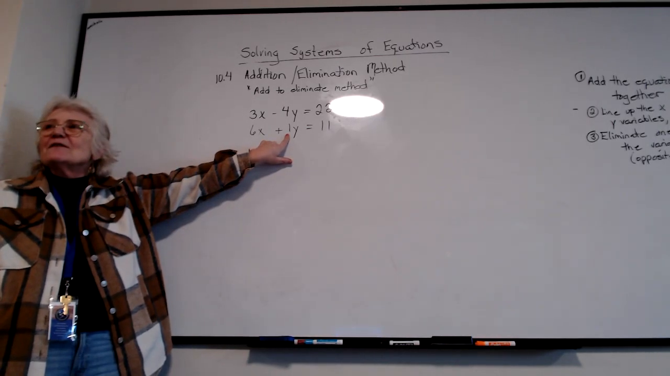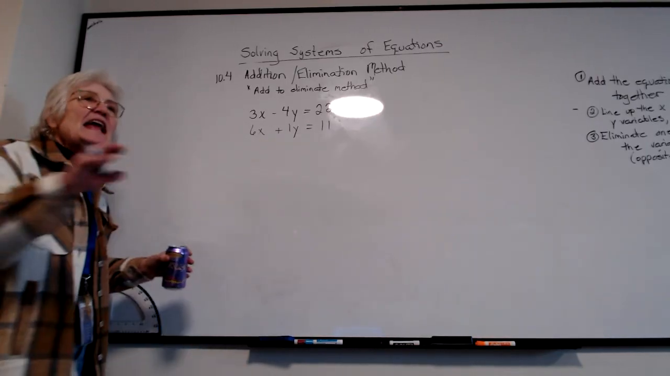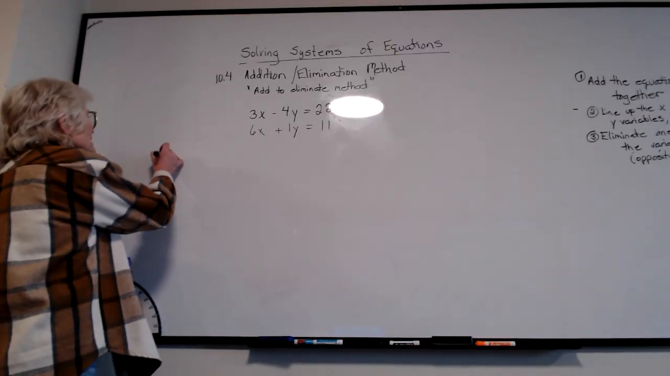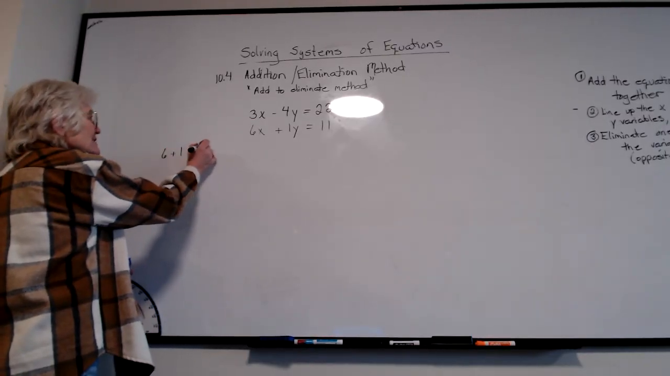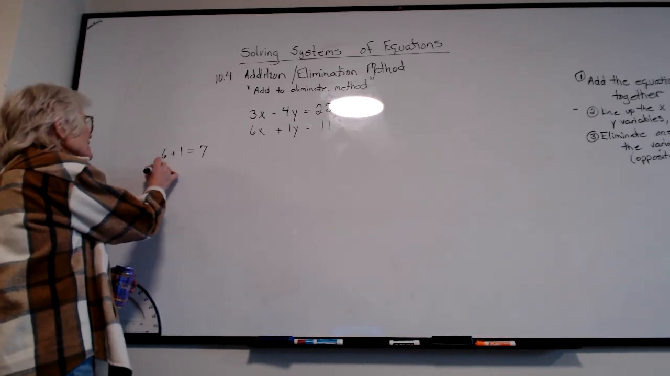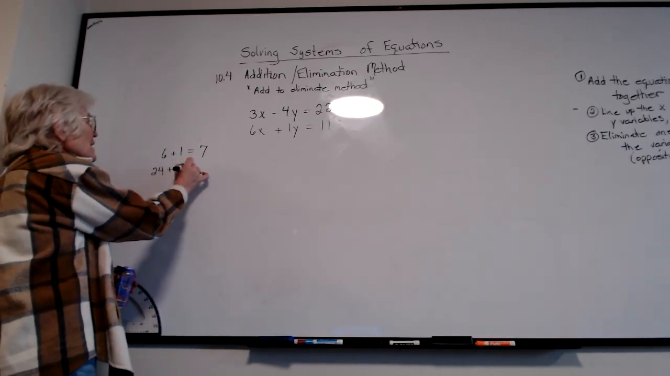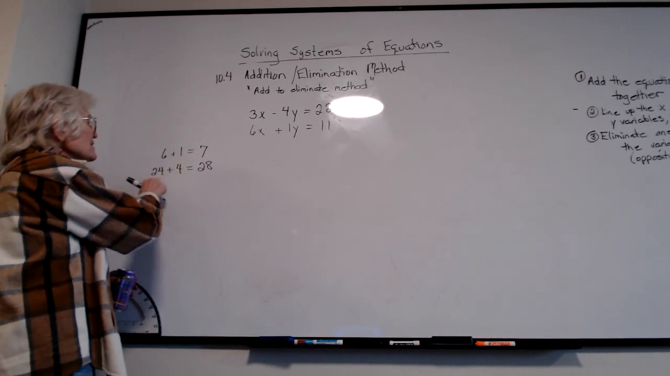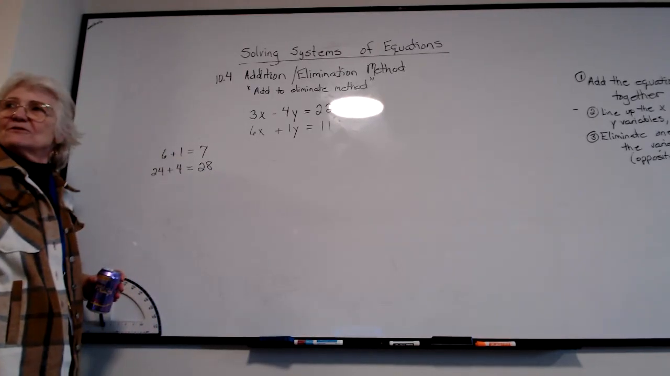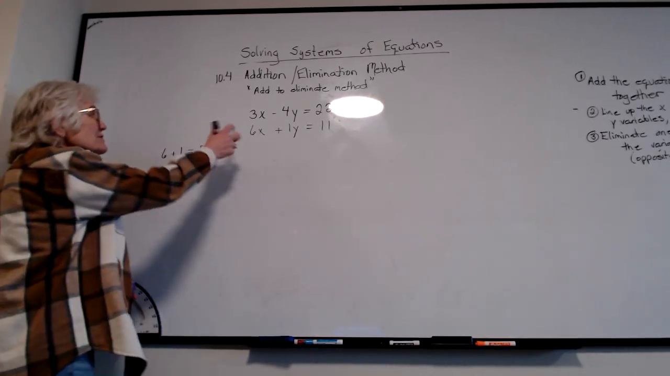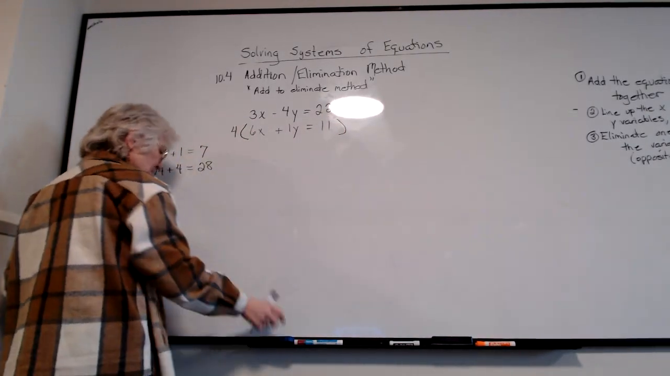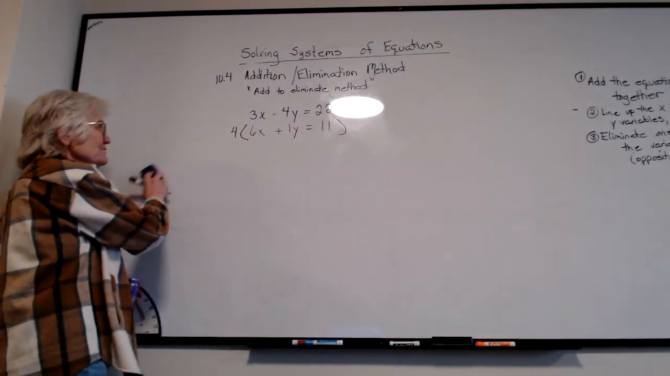We multiply everything by 4 because if you take any equation, I'm going to just show you this. 6 plus 1 equals 7, if I multiply that by 4, 24 plus 4 equals 28. Do I still get a true statement? Yes. It's just multiplied by 4 all the way through. So I can multiply an entire equation by a number. So that's what you do.